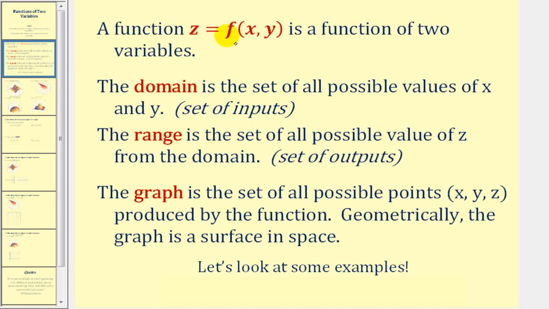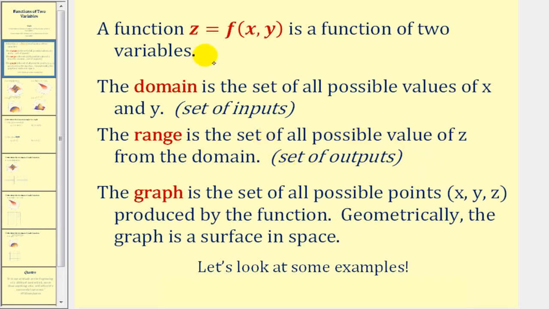The function z equals f of x, y is a function of two variables, so z is defined in terms of both x and y. Therefore, the domain is the set of all possible values of x and y. Again, x and y will be the inputs into the function, and z will be the output. So the range is the set of all possible values of z from the domain.